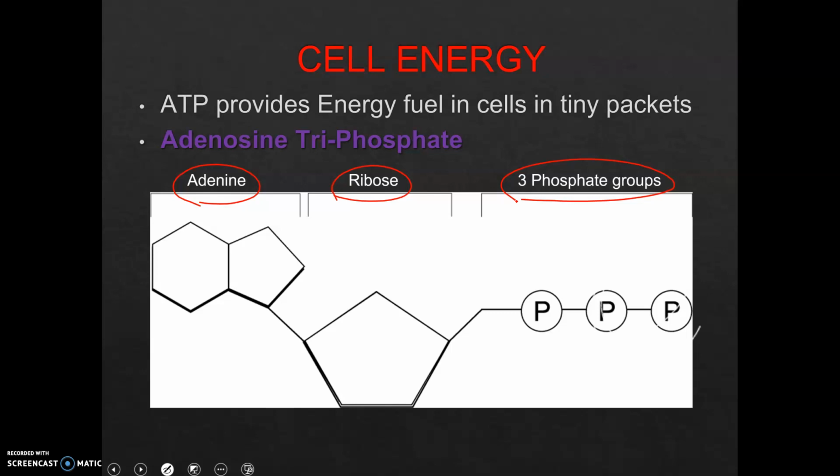It stands for adenosine triphosphate. The tri comes from the fact that you have 3 phosphates. Tri means 3. And the energy in ATP really is right here in this bond to this last phosphate.